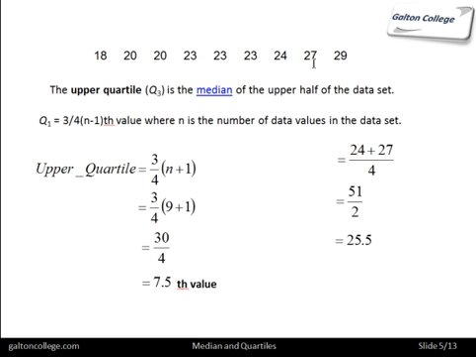So it's 24 plus 27, divided by 2. I'm taking an average, so divide by 2. So it's 24 plus 27, which is 51, divided by 2, which is 25.5. So the answer here is 25.5. So the third quartile is 25.5. 75% is under, and 25% above.